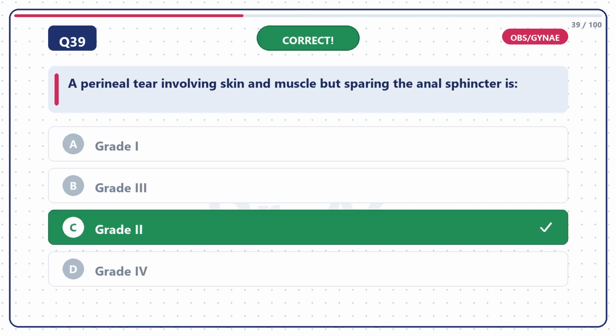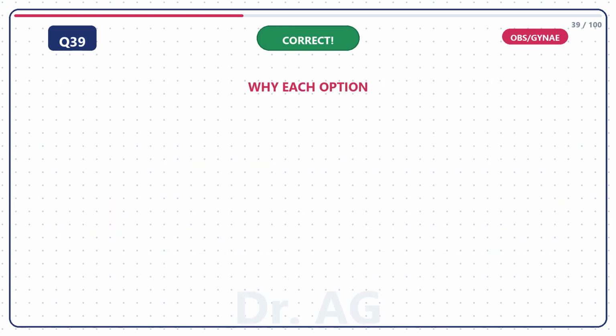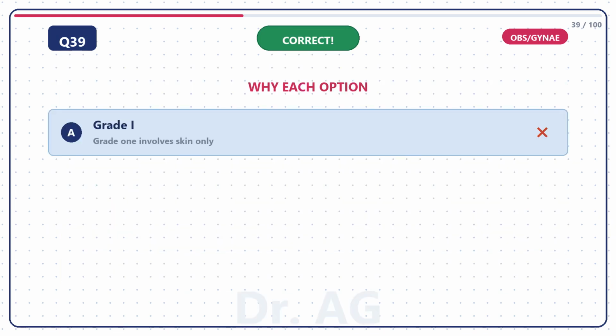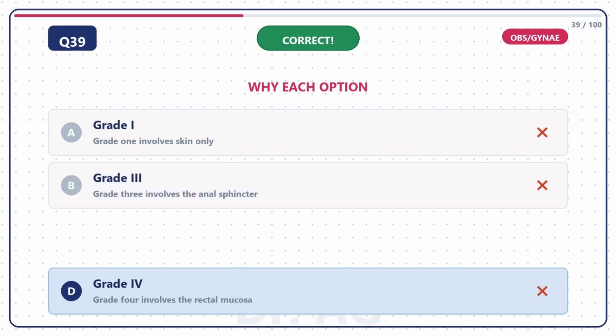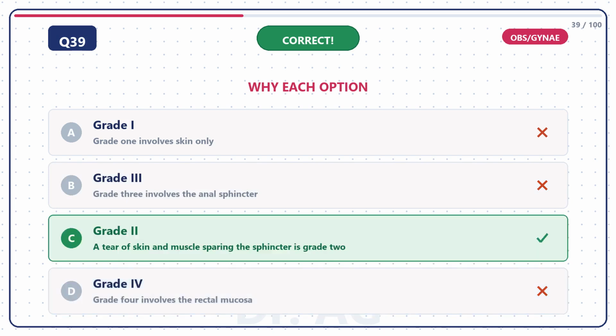The correct answer is option C, grade 2. Let's go through the options. Grade 1. Grade 1 involves skin only. Grade 3. Grade 3 involves the anal sphincter. Grade 4. Grade 4 involves the rectal mucosa. And the correct answer is grade 2.